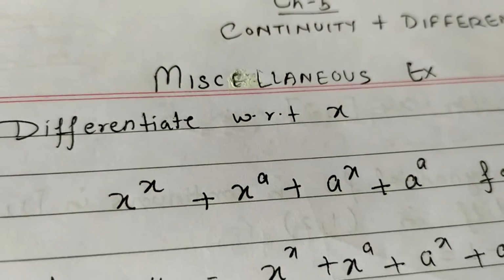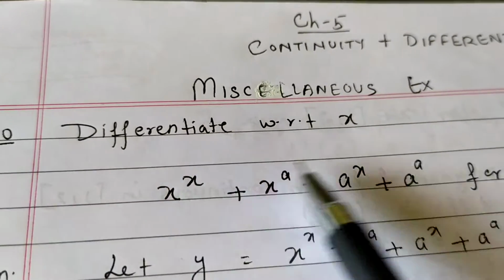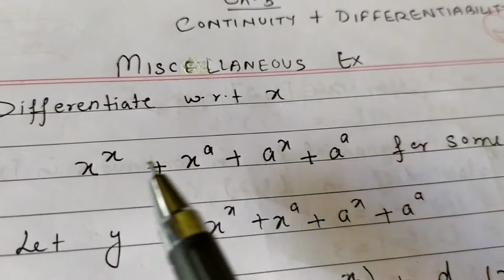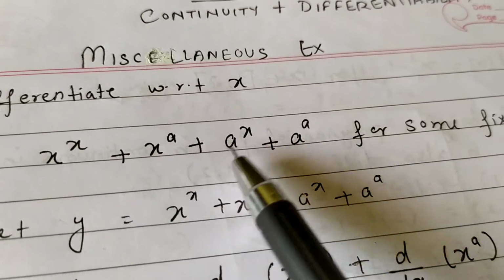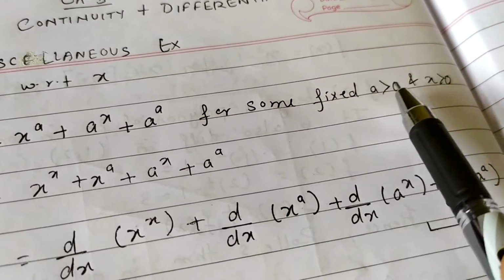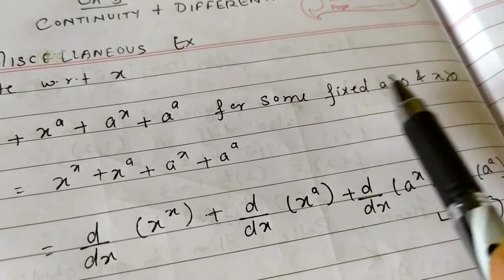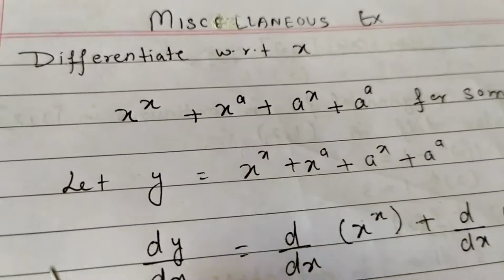So first sum is differentiate with respect to x. This is question number 10 of miscellaneous exercise. So this is x to the power x plus x to the power a plus a to the power x plus a to the power a for some fixed a greater than 0 and x greater than 0. Over here a will be taken as a constant and x is the variable.